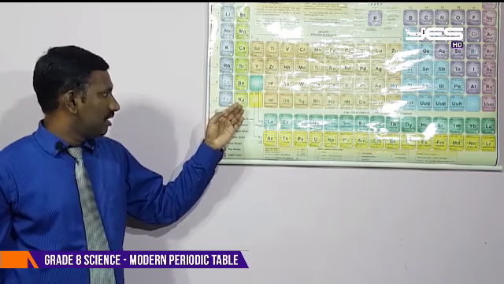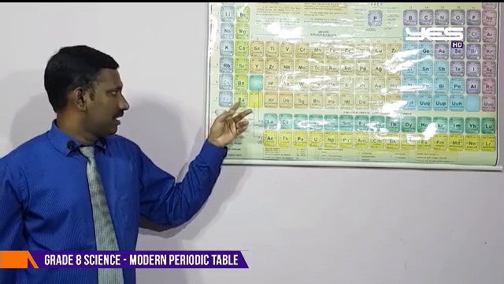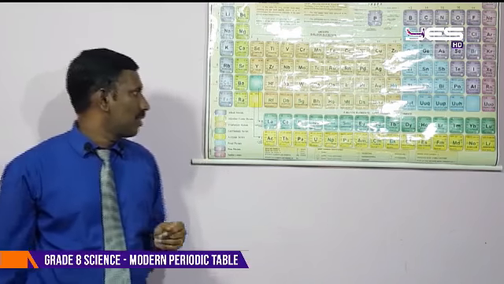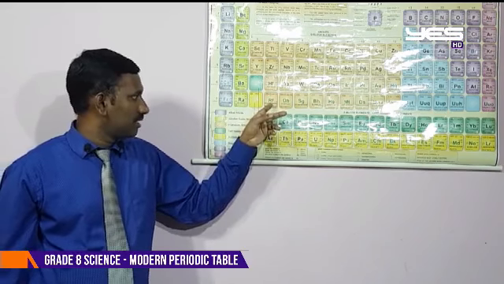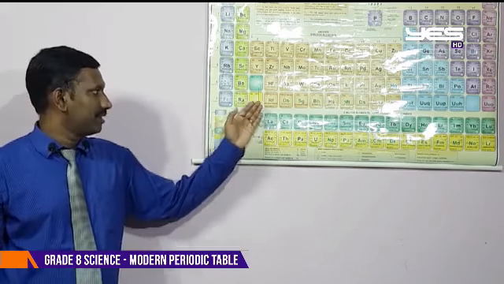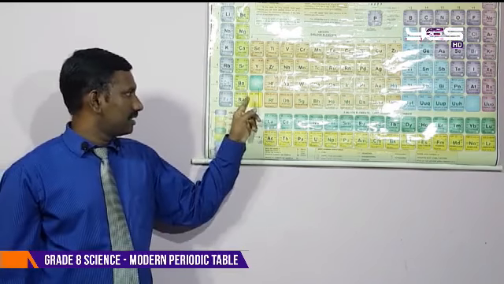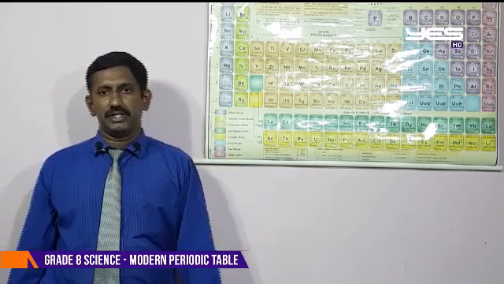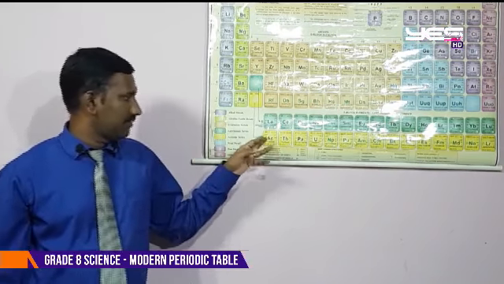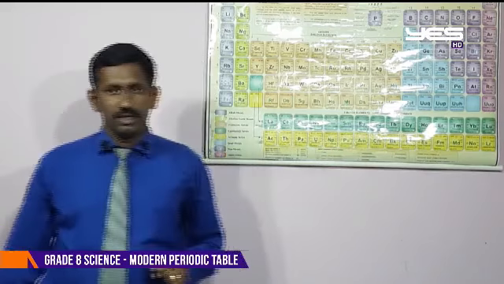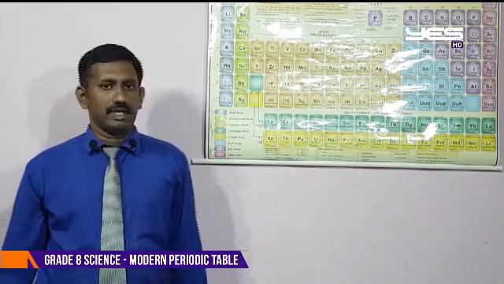Again check the next row, that is Ra. Ra means atomic number 88. Then Rf. Ra is radium and Rf is rutherfordium, whose atomic number is 104. That means the elements having atomic number 89 to 103 are placed separately, that means actinium to lawrencium. For the convenience of the periodic table, we place these elements separately.